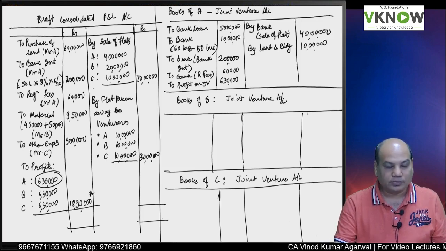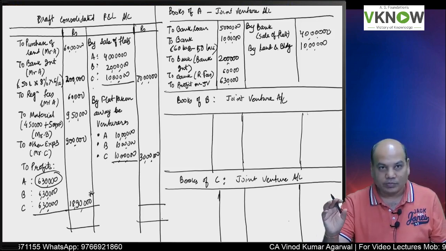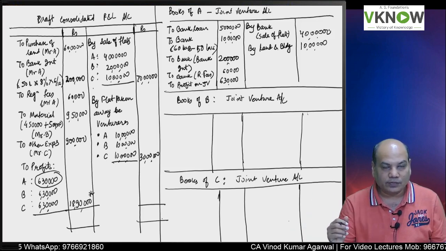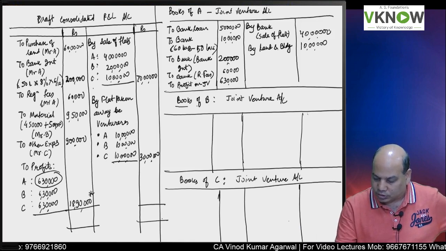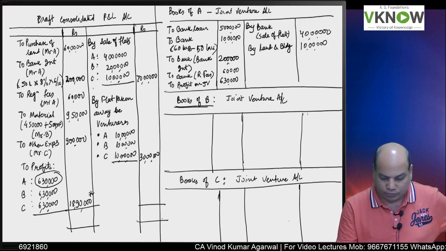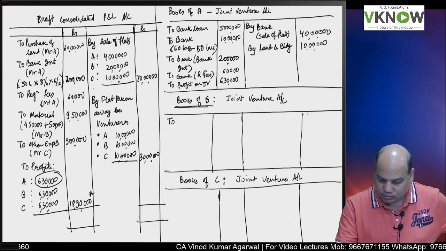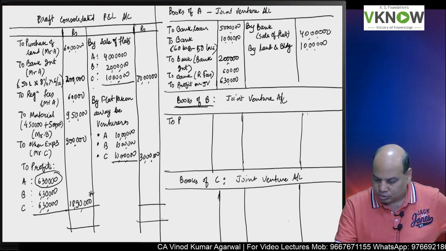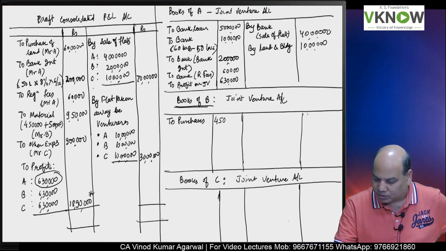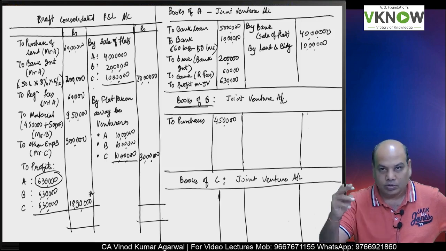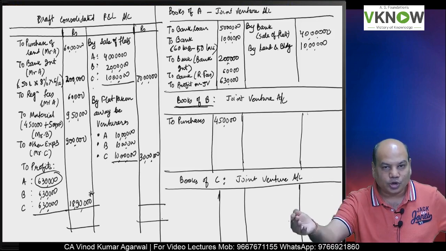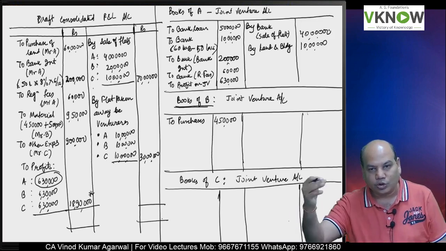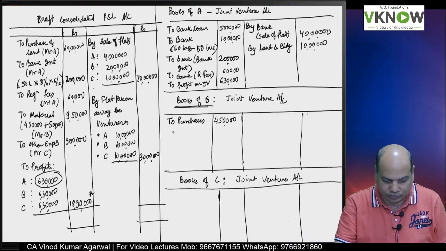Now let us wait for the completion part. It is not telling whatever is the difference, he will receive or he has to pay to other venturers. Let us look at the question from B's point of view. B has incurred two expenses. One is he supplied material from his own resources, so his purchase account will be credited. When he purchased the material, his purchase was debited. Now he is supplying for joint venture, so purchases will be reduced to that extent.